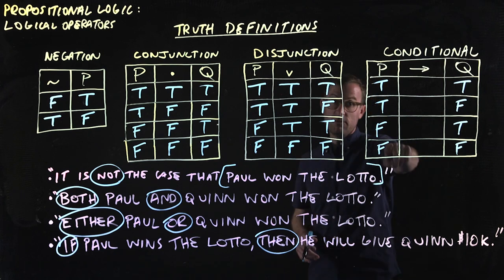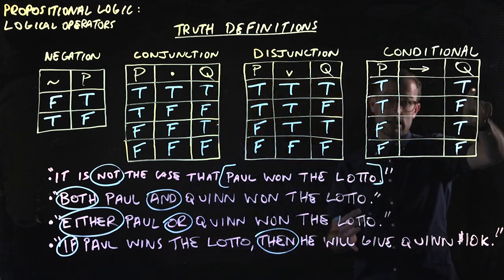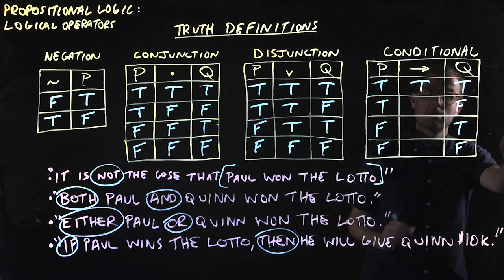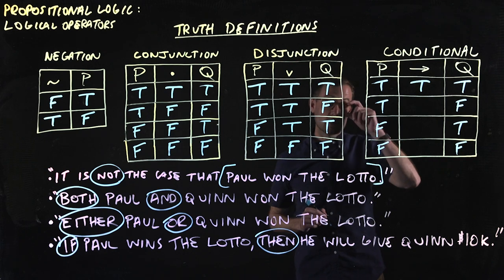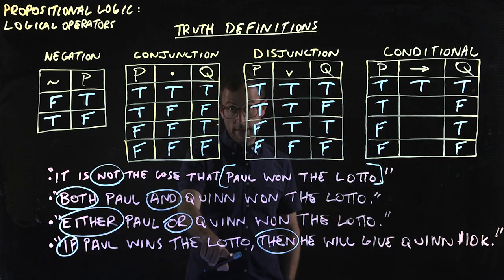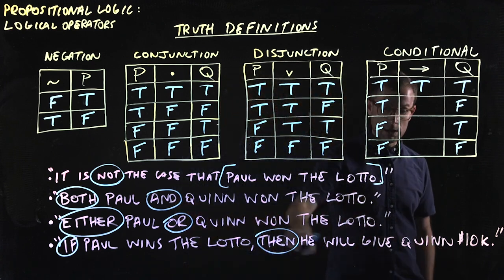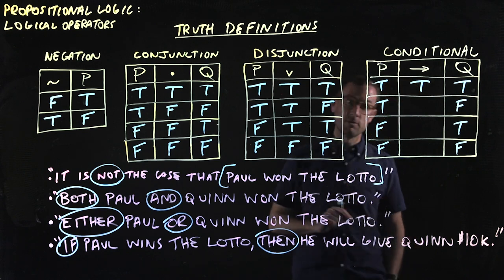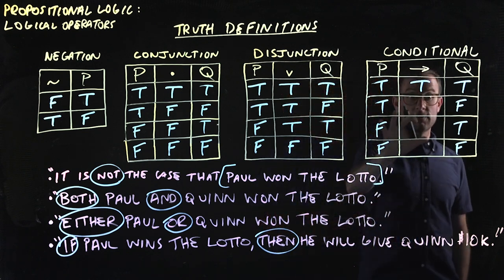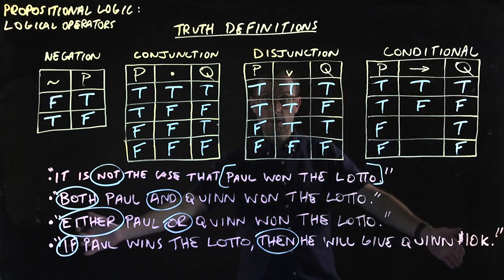Okay, now, if it's true that Paul wins the lotto and he gives Quinn $10,000, he's kept his promise. So the conditional there is true. Okay, now let's imagine that Paul wins the lotto, that's true, yet the second half of the conditional is false, right? He wins the lotto, yet he does not give Quinn $10,000. He breaks his promise, okay? So if that were the case, this sentence would be false, right? Broken promise.